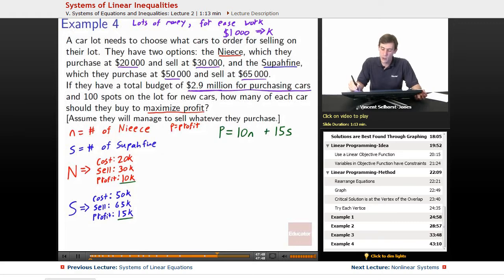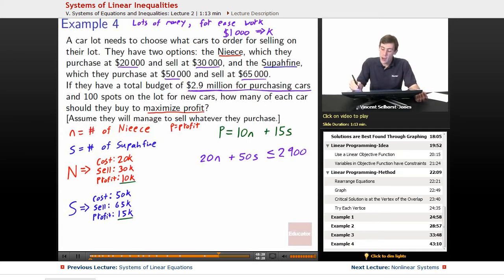So if it's $2.9 million for purchasing cars, each nice that we buy is going to cost 20N, and each superfine that we buy is going to cost 50S. So 20N plus 50S is how much we've spent on cars. Now they can spend up to 2.9 million, so 20N plus 50S has to be less than or equal to their total budget. Their total budget is 2.9 million, which we can write as 2,900, because 2.9 million is the same thing as 2,900,000. Since we divided everything by 1,000, we're now dealing with 2,900.